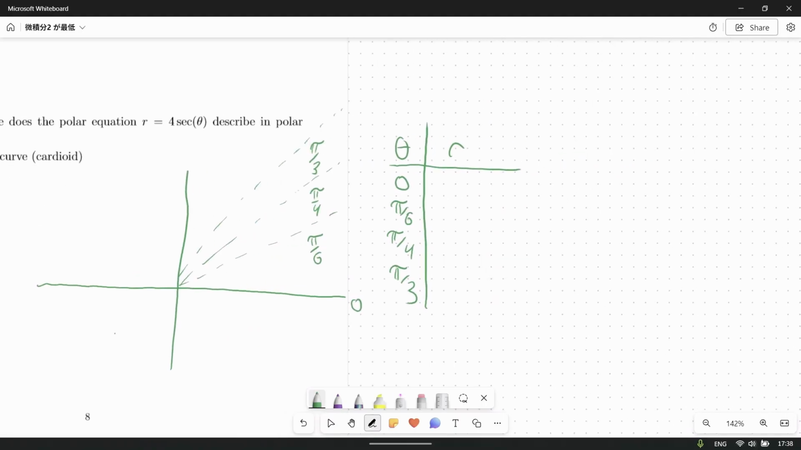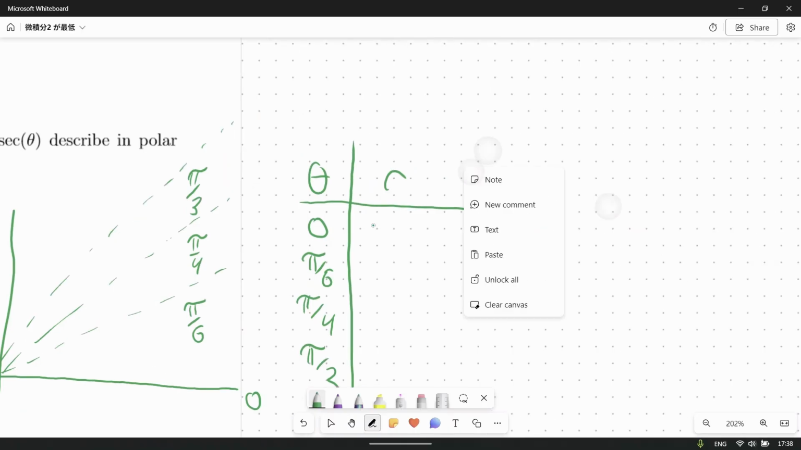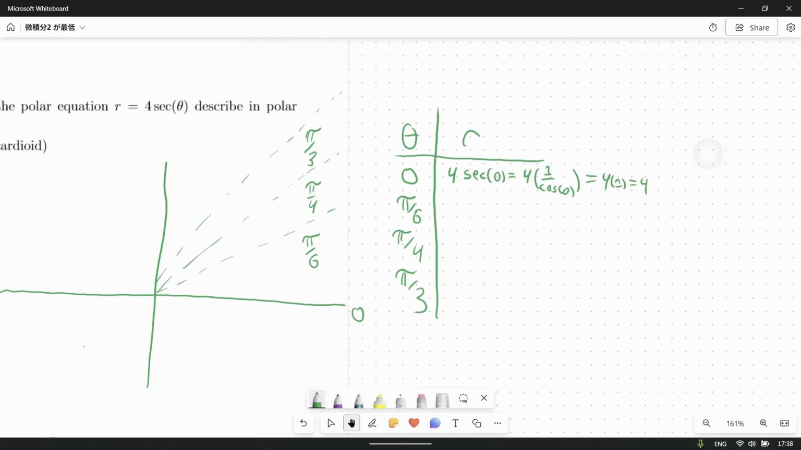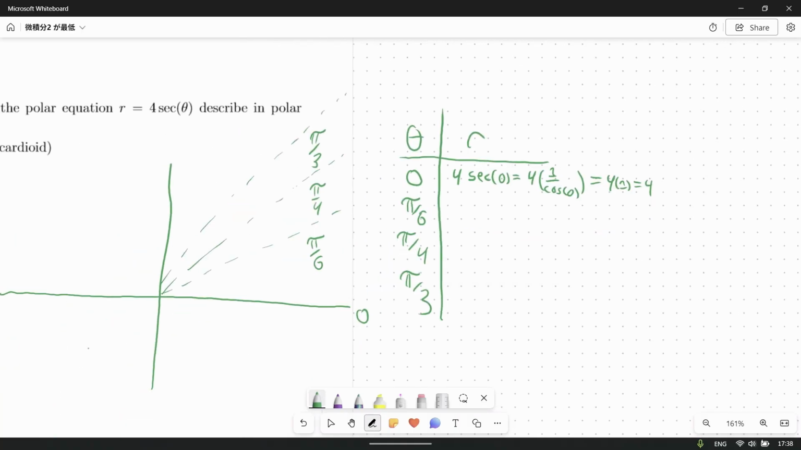So starting with 0, you end up with 4 secant of 0, which is going to be equal to 4 times 1 over cosine of 0, which just equals 4 times 1, which just equals 4. So in the case of 4 secant of 0, we're going to end up with an r value that's approximately 4 units away from the origin. So you'd end up with something along the Cartesian x-axis, a point somewhere around here maybe. And then we can see that that's 4 units away.